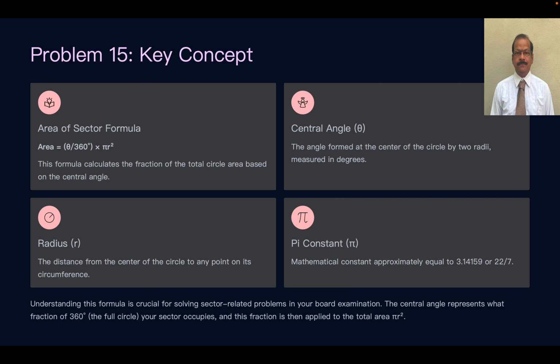Radius r: the distance from the center of the circle to any point on its circumference is, by definition, the radius. Pi is a mathematical constant approximately equal to 3.14159 or 22 by 7. So as the case requires, it will be chosen either to take 3.14 or 22 by 7 accordingly.